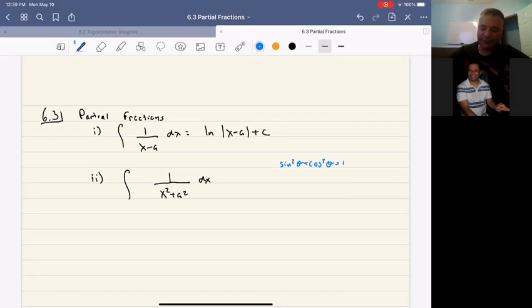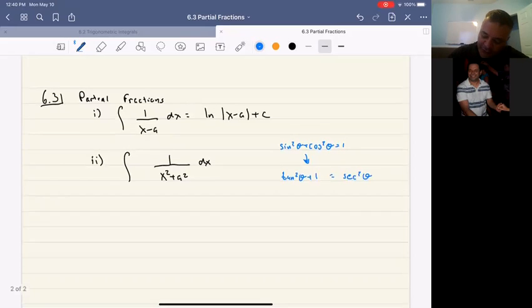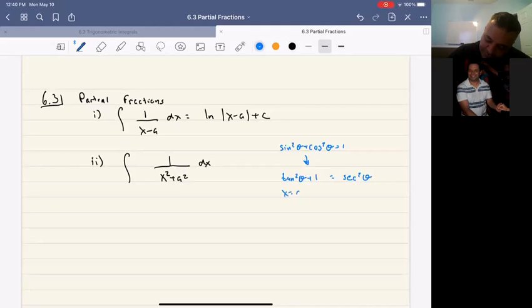Sine squared plus cosine squared of theta equals 1. Let's divide that through by cosine squared of theta. So we're going to let x equal a tan theta. Let me write that a little better. dx is a secant squared of theta d theta.